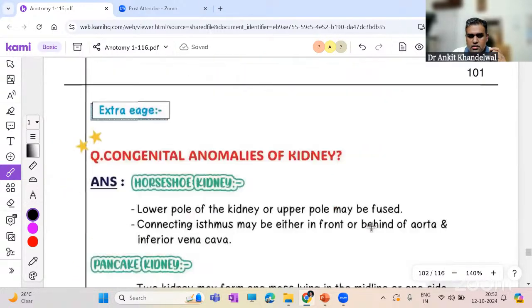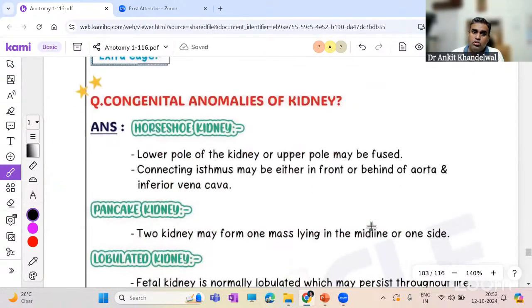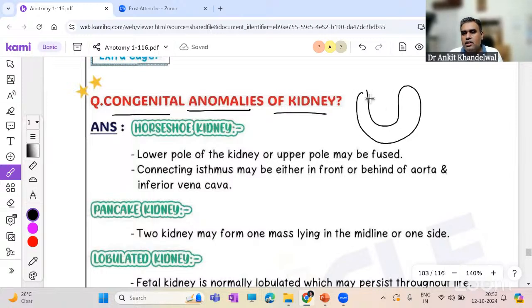Okay, let us move on. Now there are so many congenital anomalies of the kidney, and a few are named here. One of the common ones is horseshoe kidney. It appears somewhat like this. And there's a famous question that there's an artery which is running in front of the horseshoe kidney.